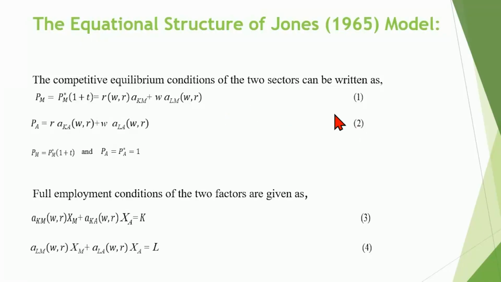Now let us examine how the model can be solved. Here we see that in 4 equations there are 4 unknowns. Now what are those unknowns? They are the factor prices, that is W, R, and the output levels XA and XM. So the 4 unknowns are W, R, XA, XM. Now from the first 2 equations we can solve for W and R, because here we have 2 equations and 2 unknowns.